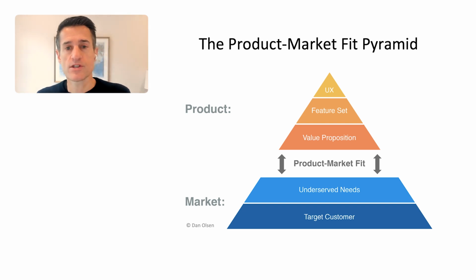And product market fit is just, okay, we're targeting this market, this set of customers with this set of needs, and we've made these decisions in the product space about value prop, feature set, and UX design. How well do our decisions and execution in the product space resonate with the market that we're going after? So in a quick summary, that's the product market fit. Great. The first layer then, the target customer.